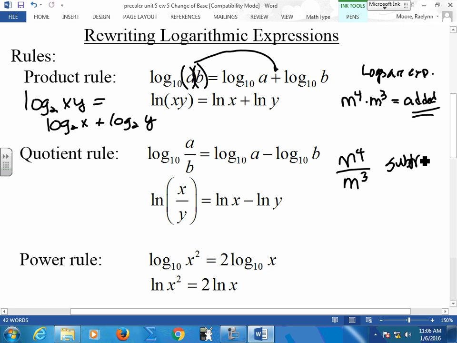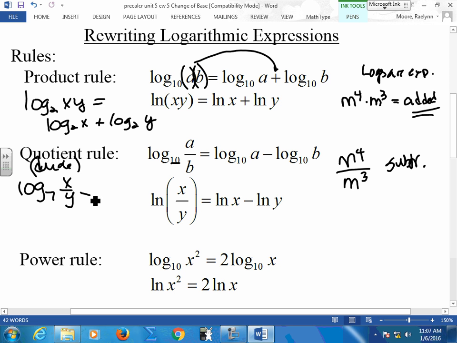Subtracted them. So when you divide, which is your quotient, you're going to turn this into a subtract. Simple as that. Regardless of whatever base it is, you continue with the base or the ln. Now we don't need to say base 10, but I put the 10 there so that you could see it could be any base in your log.